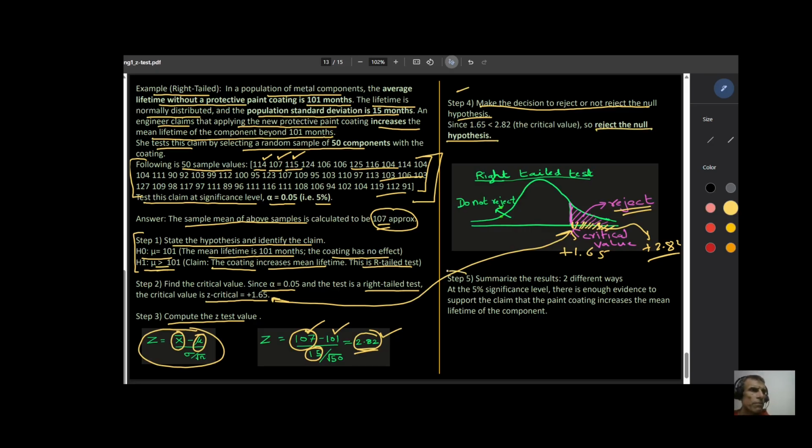Step 5 now. Now you make your conclusion, summarize your result. So at the 5% significance level, there is enough evidence to support the claim that the paint coating does increase the mean lifetime of the component. That is your summary right here. Okay. So in this case, we are rejecting the null hypothesis and we are going for the alternate hypothesis.